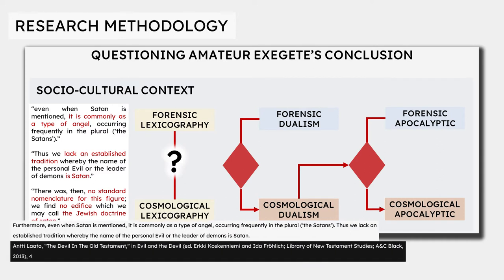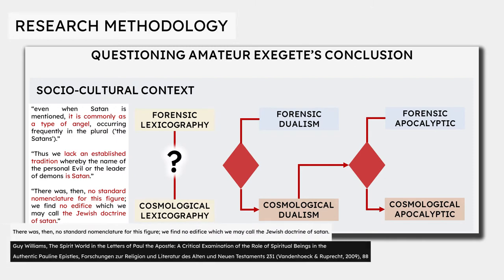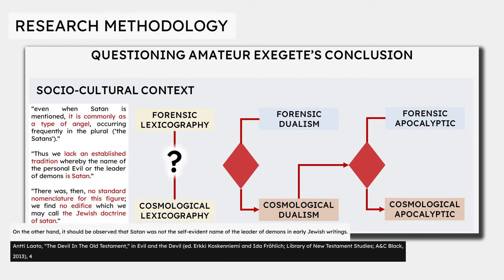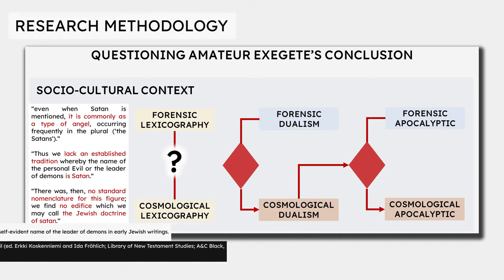Laato says, quote, "Furthermore, even when Satan is mentioned, it is commonly as a type of angel, occurring frequently in the plural, the Satans. Thus, we lack an established tradition whereby the name of the personal evil, or the leader of demons, is Satan." End quote. Guy Williams writes, quote, "There was, then, no standard nomenclature for this figure. We find no edifice which we may call the Jewish doctrine of Satan." End quote. Now I'll add to those quotations a few more. Antti Laato also says, quote, "It should be observed that Satan was not the self-evident name of the leader of demons in early Jewish writings." End quote.